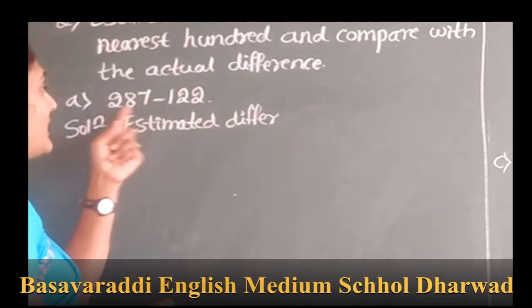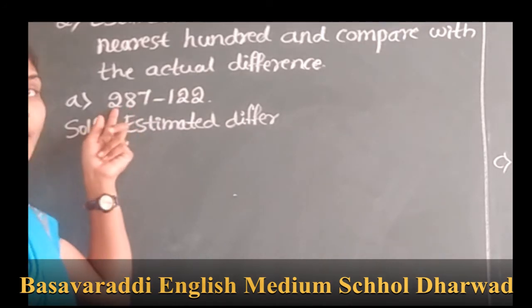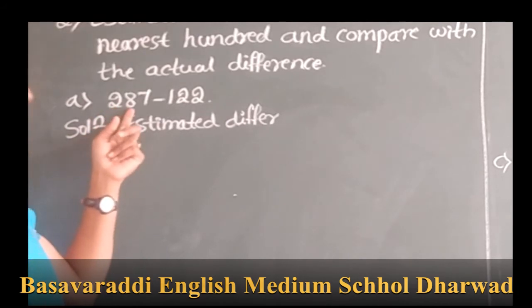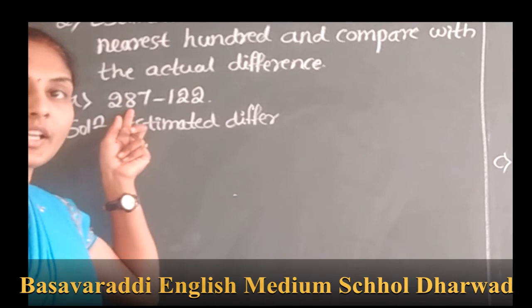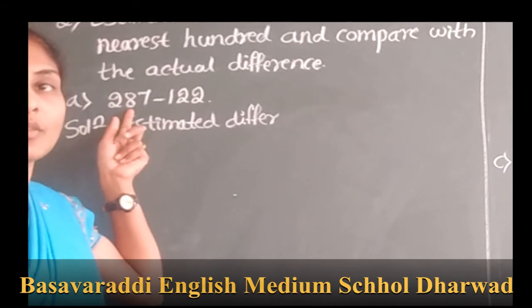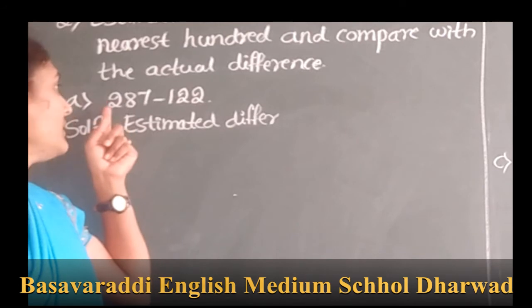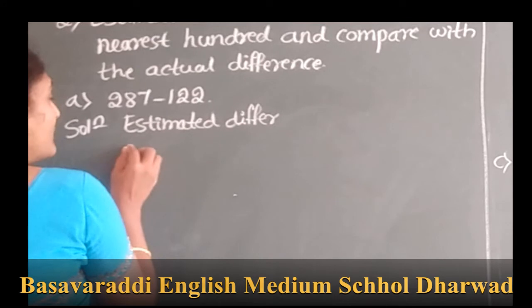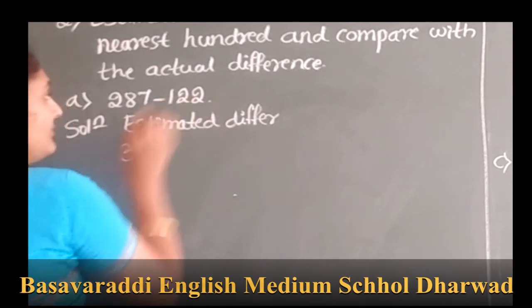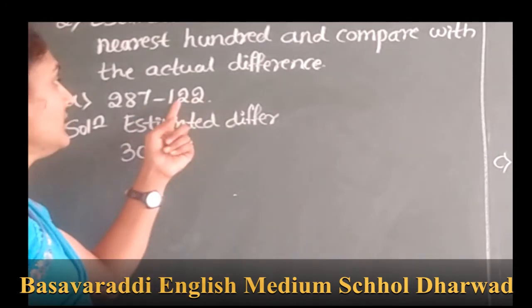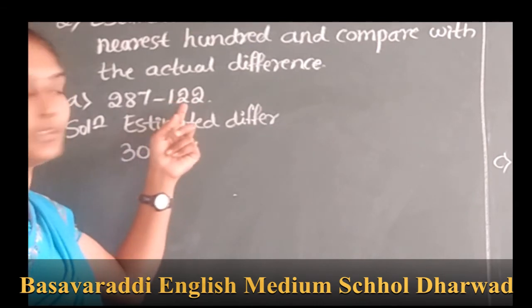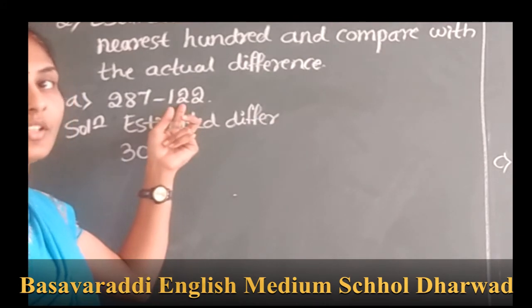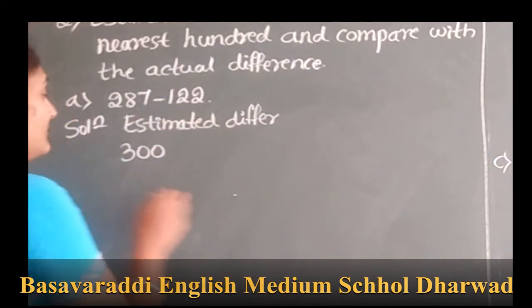287: we have to round to the nearest 100, so the 2 is in the hundreds place. The tens place digit is 8, which is greater than 5, so the number is rounded up to 300. In 122, the hundreds digit is 1 and the tens digit is less than 5, so it is rounded down. It becomes 100.